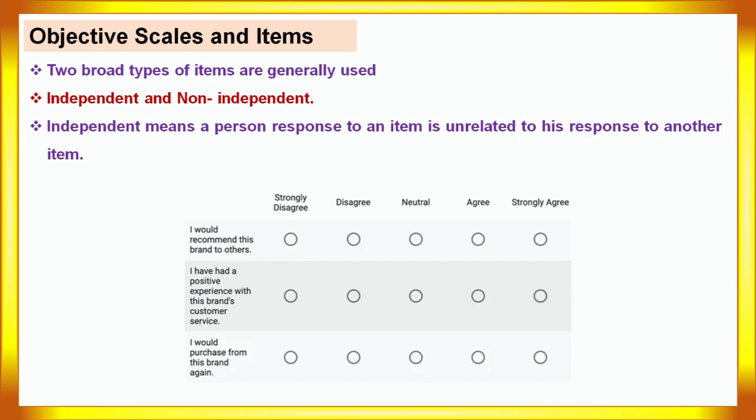Also, a scale which comprises independent items is very easy to make, and it generally takes very little time to administer. But on the other hand, you have to remember that there is a serious problem with this type of independent item. We call it the response set bias, which means people have the tendency to respond to only one part of the scale. So, these independent items are prone to response set bias along with social desirability bias.